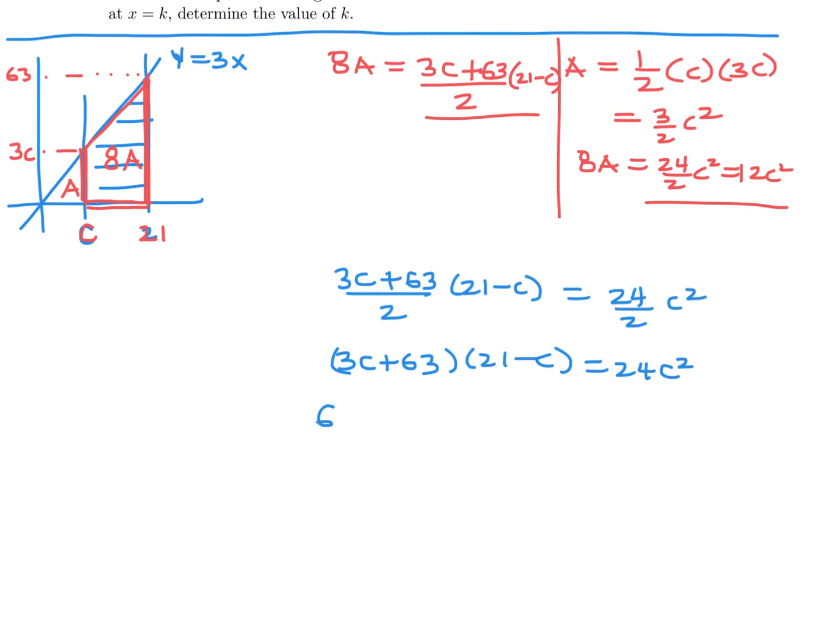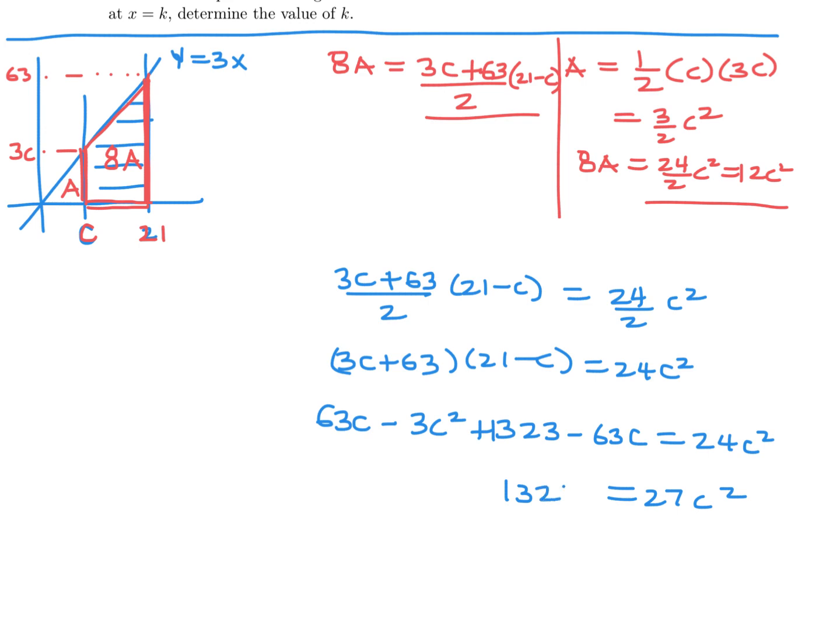So this will be 63c minus 3c squared plus 1323 minus 63c equals 24c squared. And then let's put everything on one side, and so that'll be 27c squared. And I think this just leaves us with 1323. And when you divide through here, you get c squared equal to 49, and therefore c is 7.